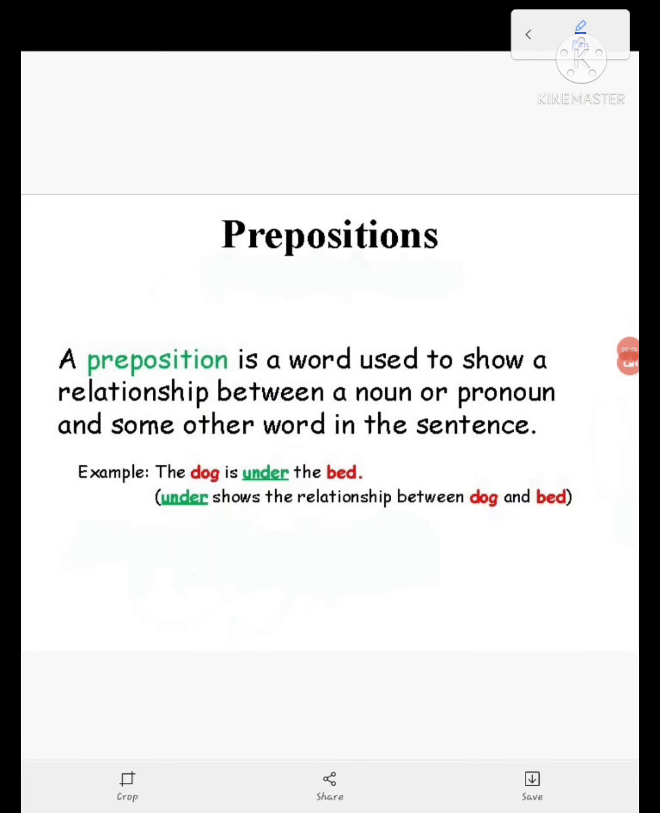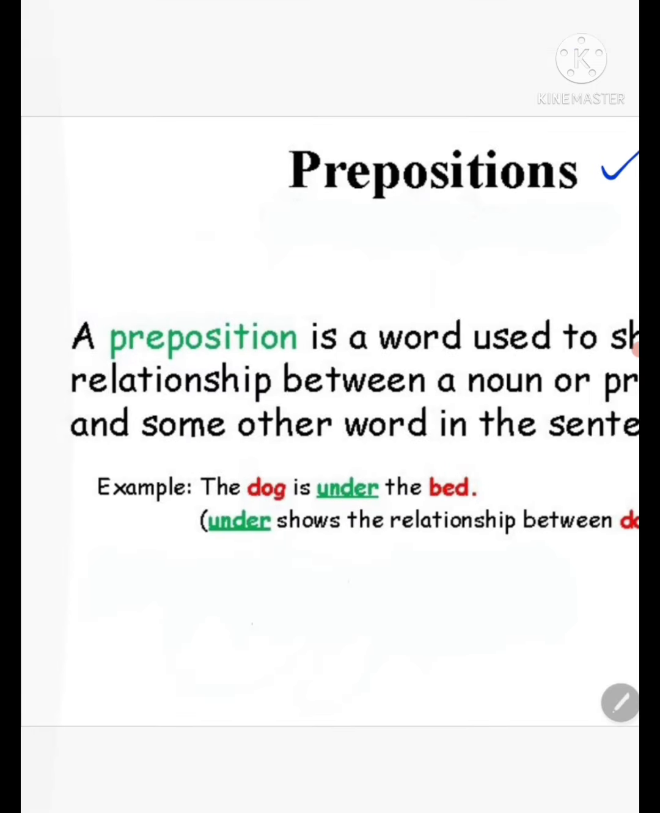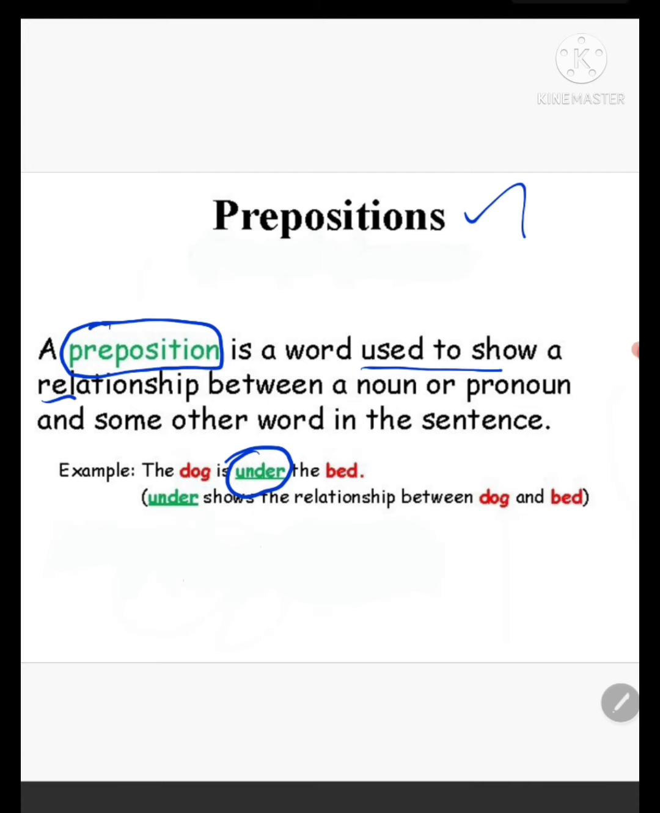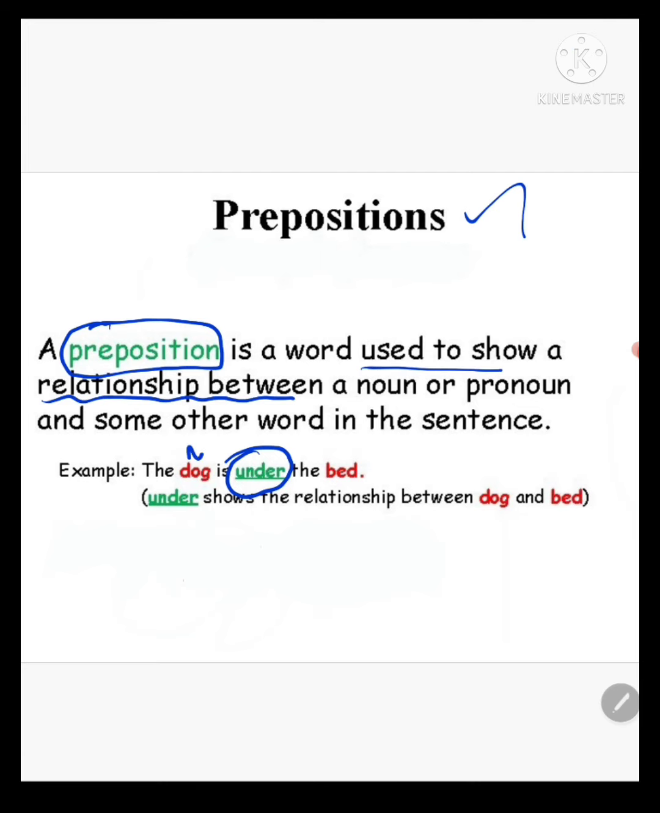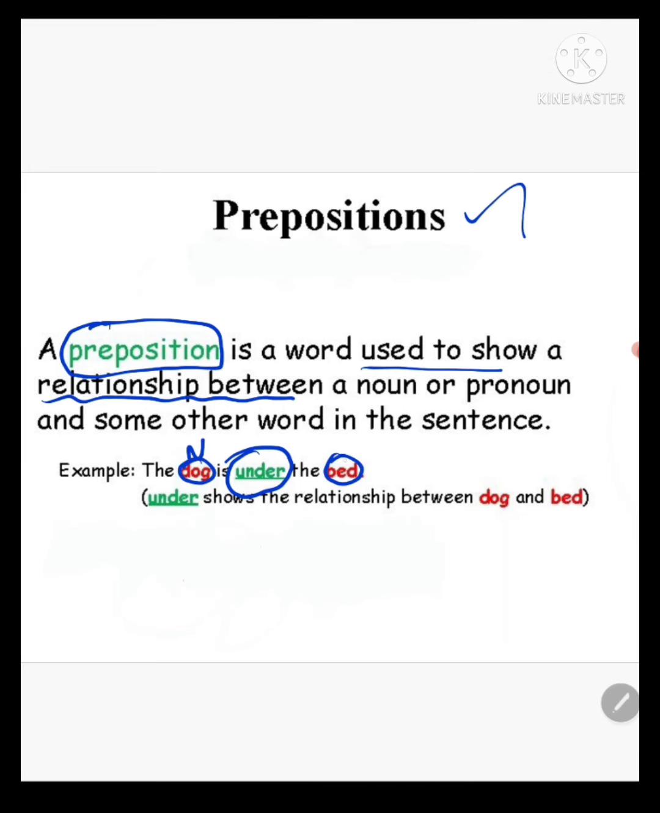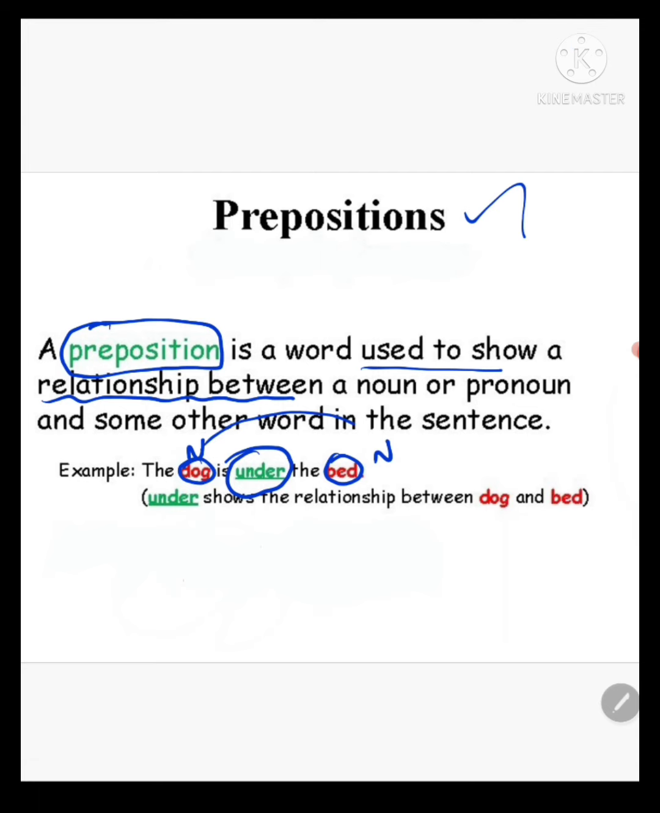Hello, my dear children. Let us have a small recap on prepositions. Okay, a preposition. What is a preposition? A preposition is a word used to show a relationship between a noun or pronoun and some other word in the sentence. So this dog is a noun and this is also a noun. So it shows the relationship between this noun and this noun.